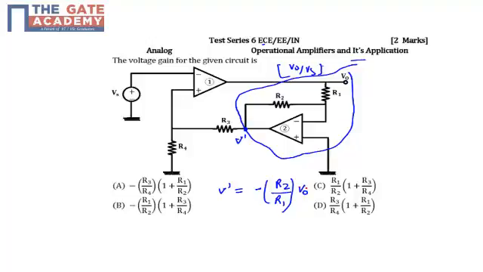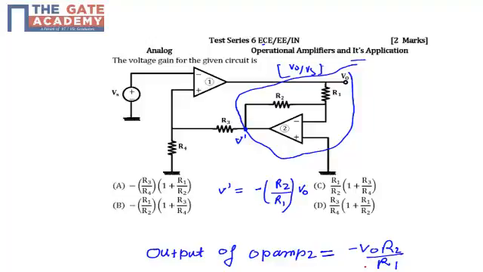It means that the output of the second op amp is equal to minus V0 times R2 by R1, right? This will be the output of my second op amp.